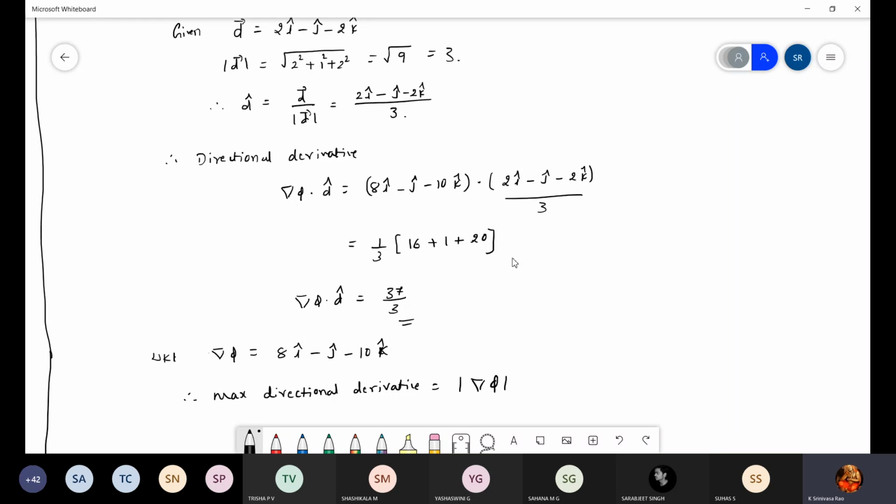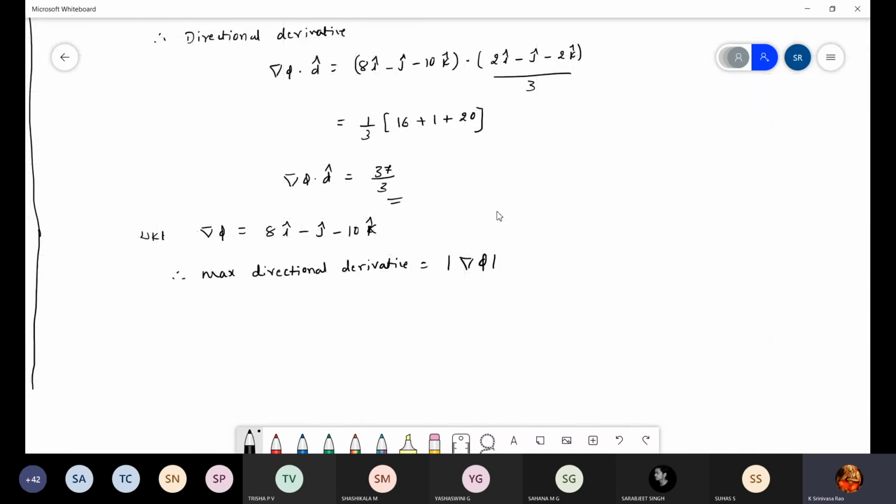So just calculate its magnitude. That is equal to the square root of 8 square plus 1 square plus 10 square. 8 square is 64, 1 square is 1, 10 square is 100. So the answer is square root of 165. And only one problem remains.